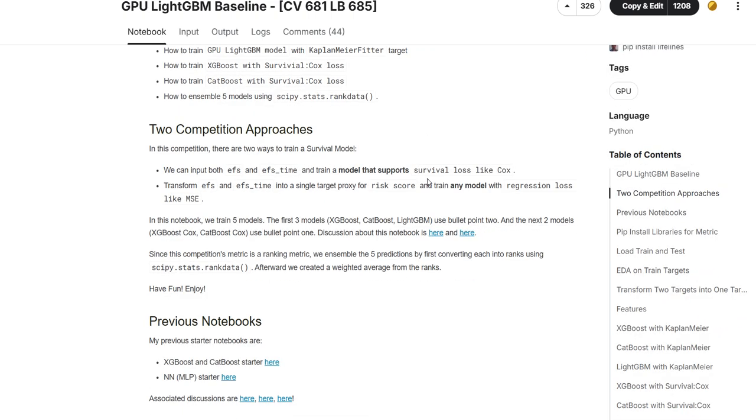The author points out that there are two main ways to tackle this competition. You can either train a model that directly understands survival analysis using a survival loss, like the Cox Proportional Hazards model, or you can transform the two target variables, EFS, event-free survival, and EFS time, the time to event or censoring, into a single risk score and use a regular regression model. This notebook explores both approaches, which is super insightful.